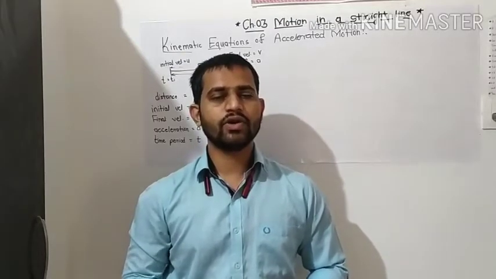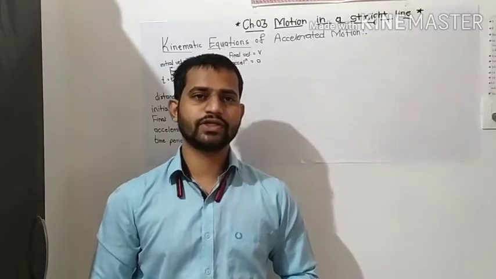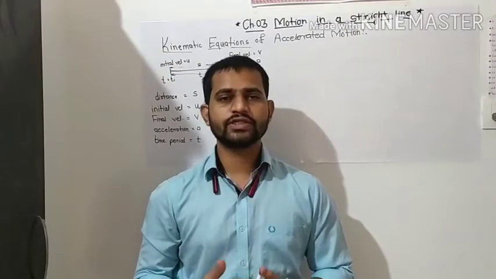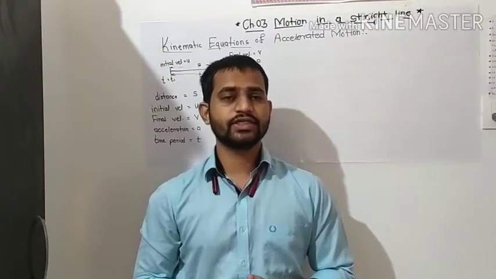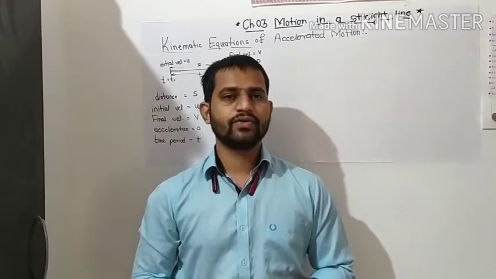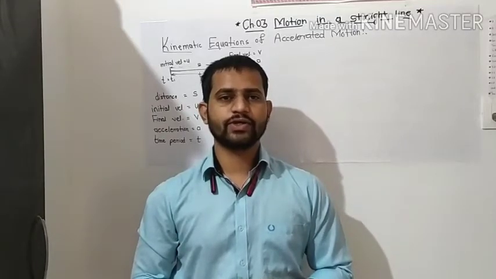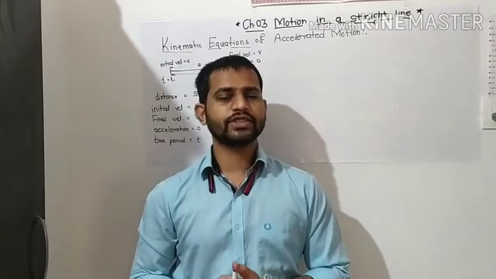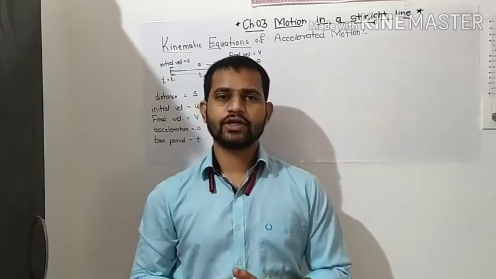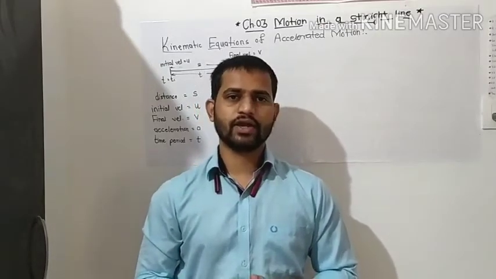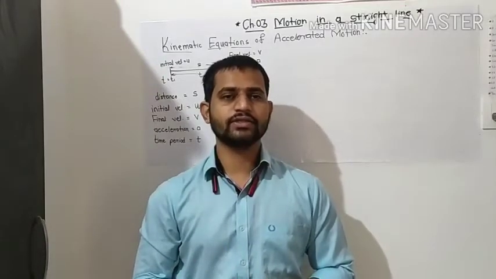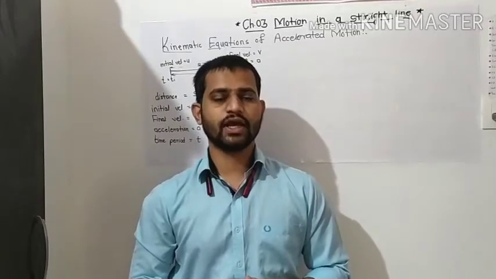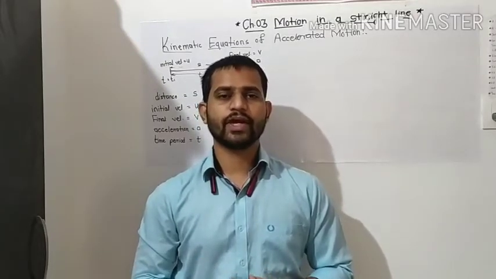Now here the body first has the initial velocity u and its final velocity is v. So what is the change in the velocity here? The change in the velocity will be v minus u, the final velocity minus the initial velocity. And what is the change in the time? It is t2 minus t1, and we know the time period, that is the small t. So the small t will be the time period, and the change in the velocity will be v minus u.